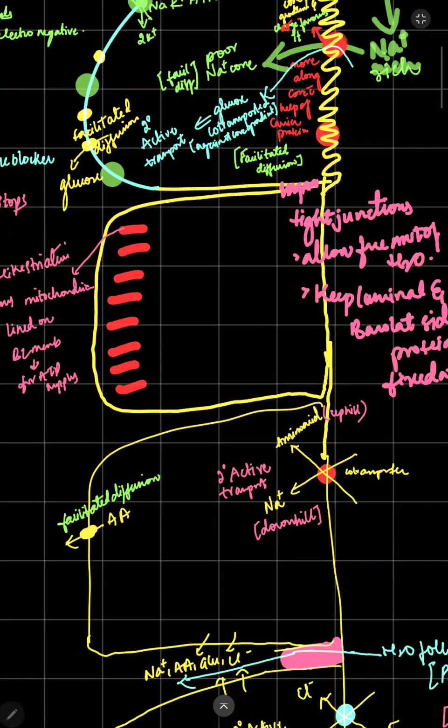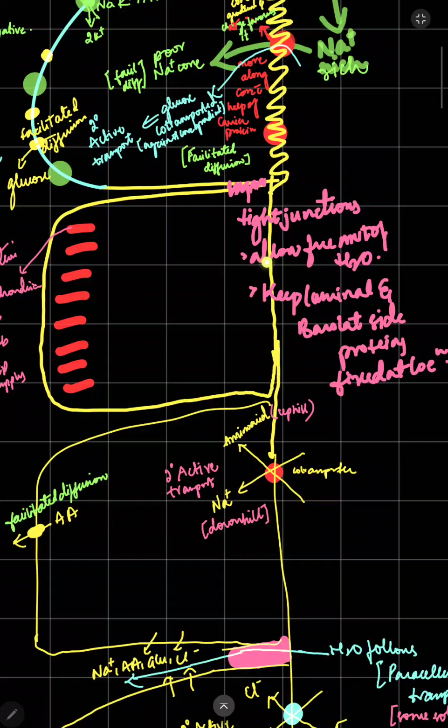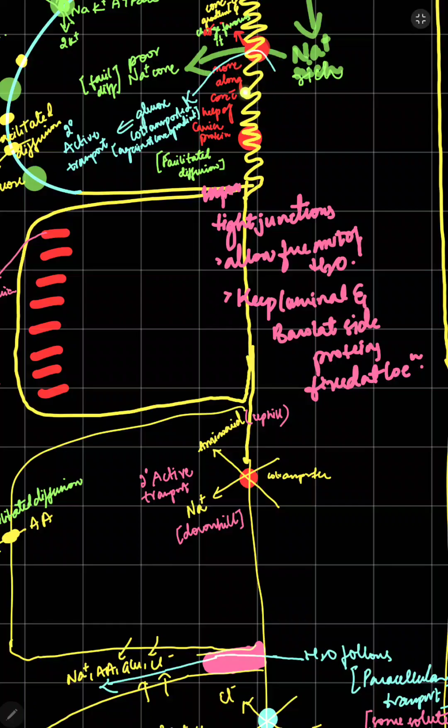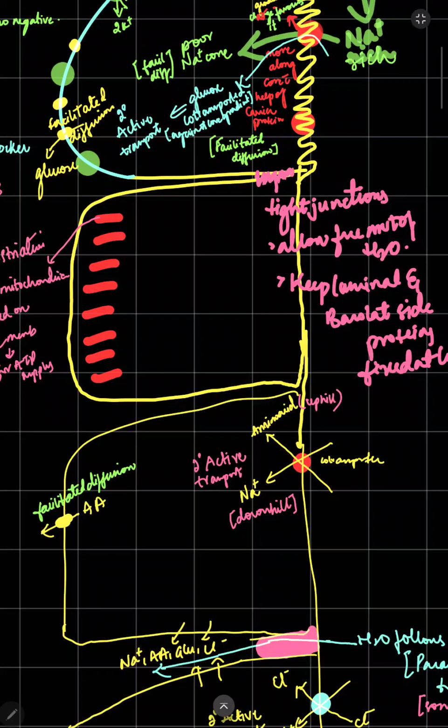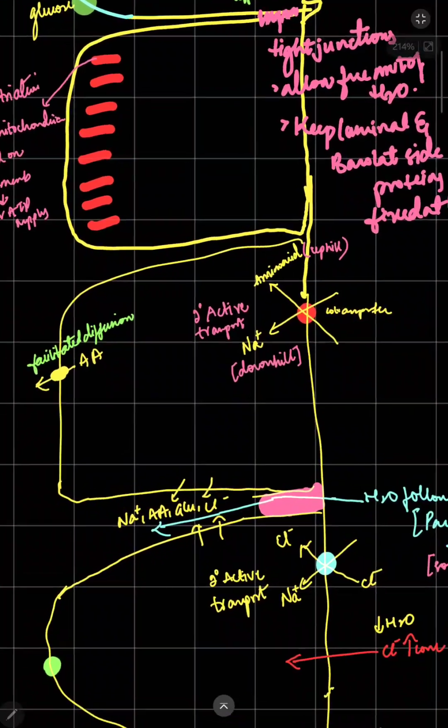And when we look at this, there are tight junctions present between the two cells, and they allow free movement of water, right? And they keep the luminal side and the basolateral side separate, without letting the cell get inverted or anything. They fix their locations and they are leaky to water, right? They are not that tight.